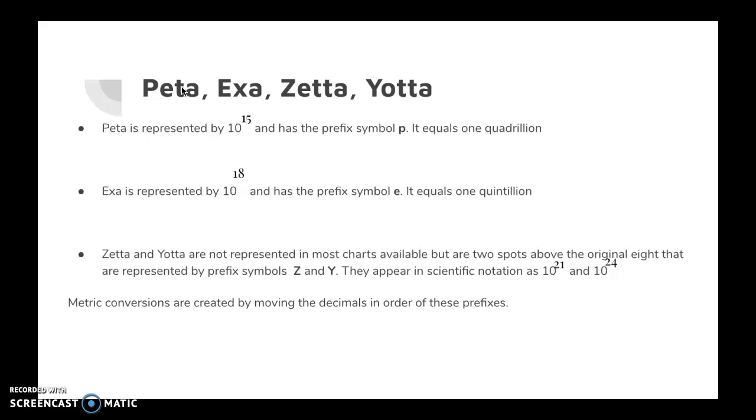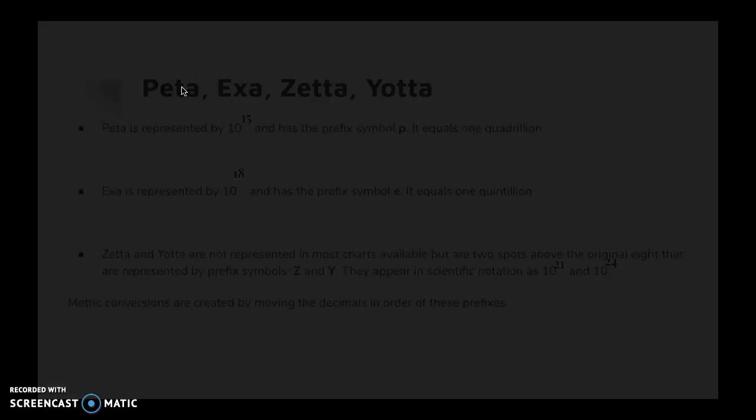Peta is represented by 10 to the 15th and has the prefix symbol P. It is equal to 1 quadrillion. Exa is represented by 10 to the 18th and has the prefix symbol E. It equals 1 quintillion. Zetta and yotta are not represented in most charts available, but are 2 spots above the original 8 that are represented by prefix symbols Z and Y. They are hardly ever used, but are written in scientific notation 10 to the 21st and 10 to the 24th. Hope that you don't really have to use these.